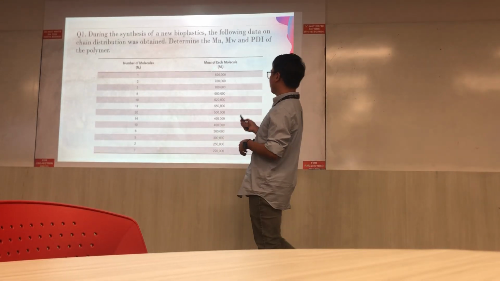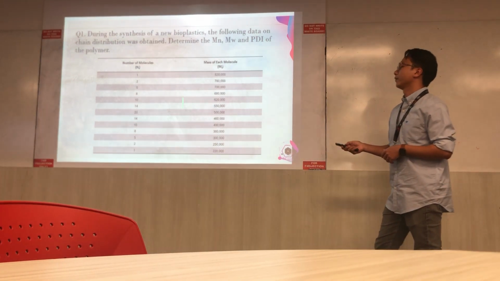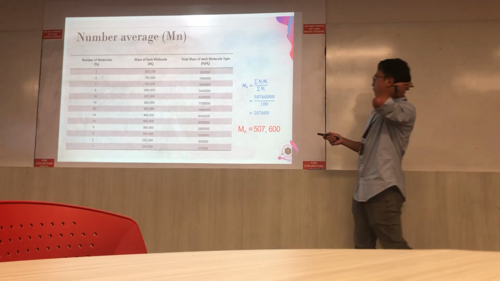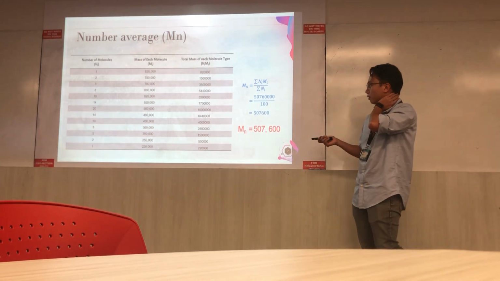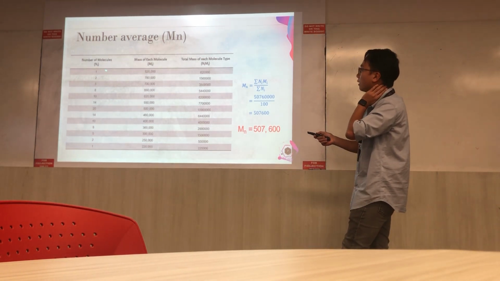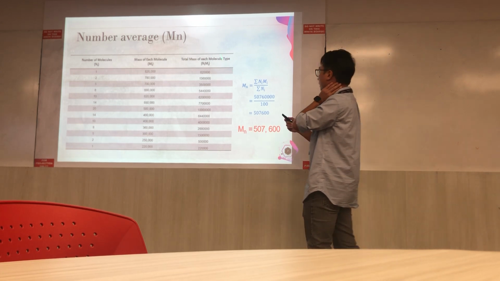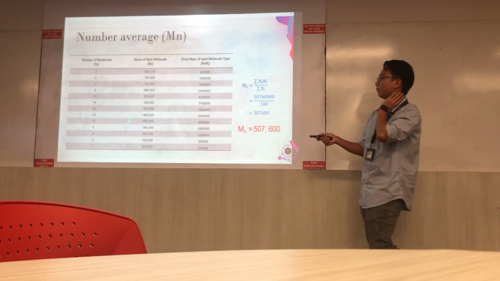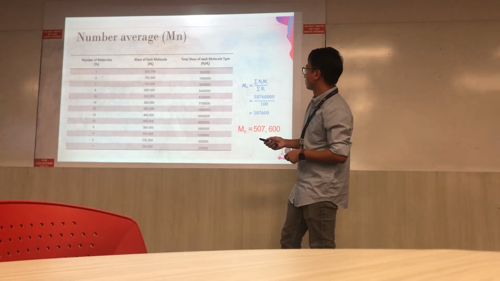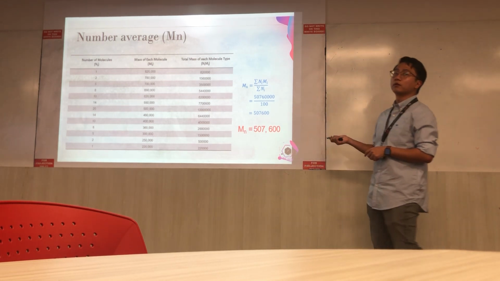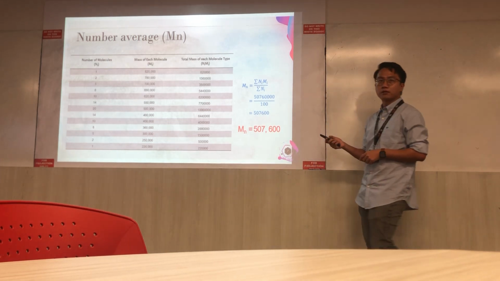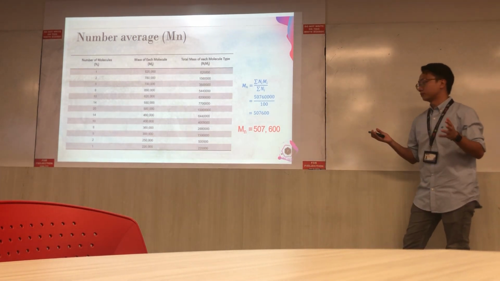Okay, so for the question, you have a whole chain of numbers, the number of molecules of each mass. You're asked to find the number average. So the number average is pretty simple. You just take the mass of each molecule, multiply by how many of that molecule you have, then sum everything together and divide by the total number of molecules. It's a very simple calculation, but it just involves a lot of zeros. So just be careful during your calculation. Alright, and just plugging in the numbers, you get Mn to be 507,600. Okay, nothing complicated.